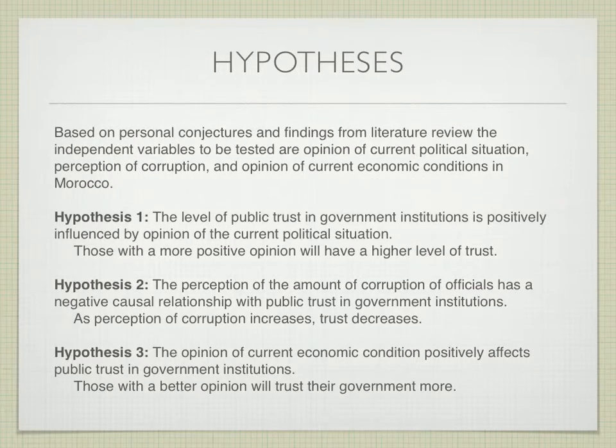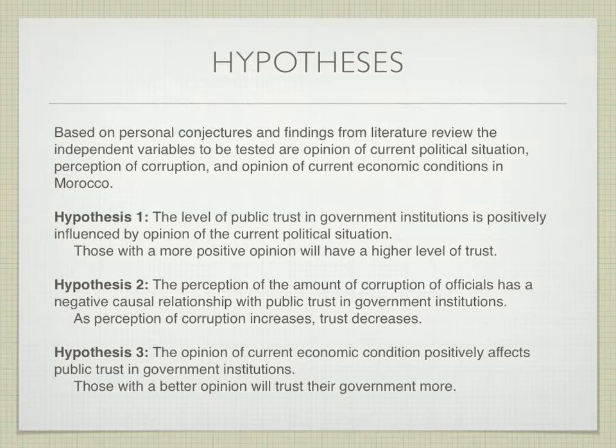Based on personal conjectures and findings from literature review, the independent variables to be tested are opinion of current political situation, perception of corruption, and opinion of current economic conditions in Morocco. Hypothesis 1 is that the level of public trust in the government institutions is positively influenced by opinion of the current political situation, meaning that those with a more positive opinion will have a higher level of trust.